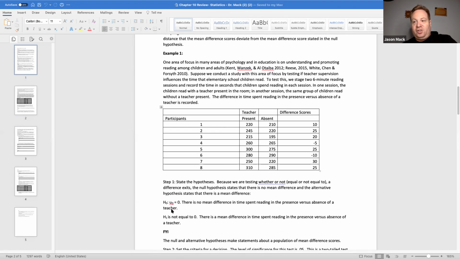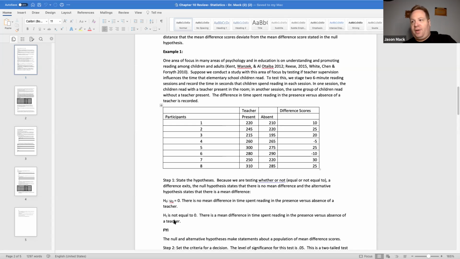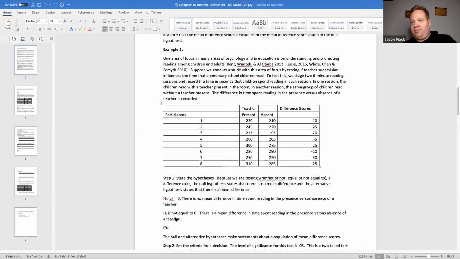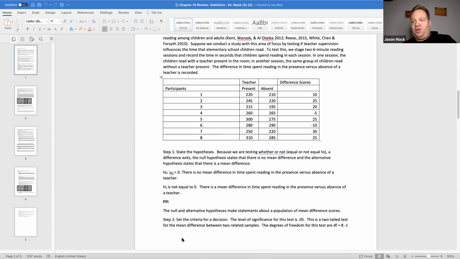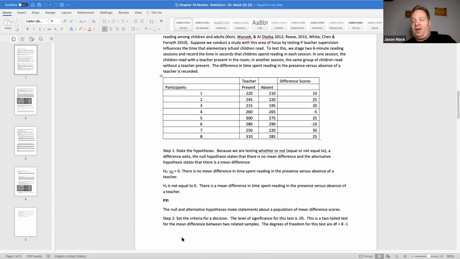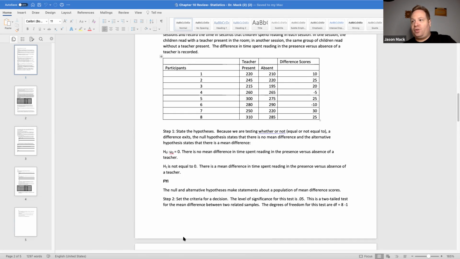So a null hypothesis is usually no relationship. Alternative hypothesis is usually some sort of relationship, usually above or below the mean difference in this example. So FYI, the null and alternative hypothesis are making statements about a population of mean difference scores.